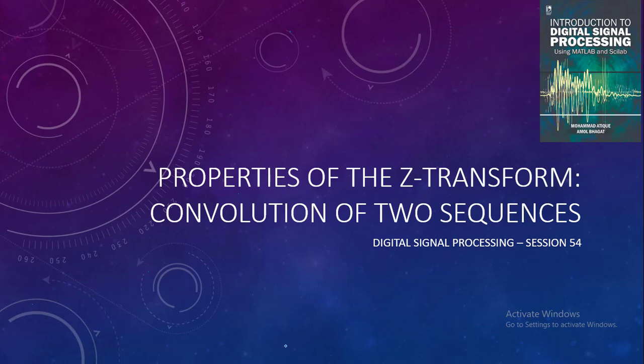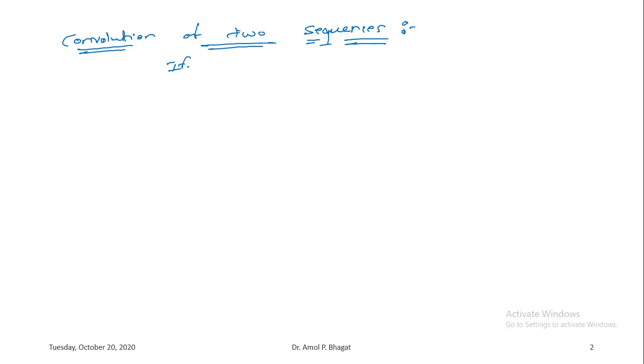We will try to identify the convolution by using Z transform, by using the convolution of two sequences property. So in convolution of two sequences property, if we have two discrete time signals, that is x1 of n and x2 of n. Okay, so we want to identify the convolution of these two signals, that is x1 of n and x2 of n.